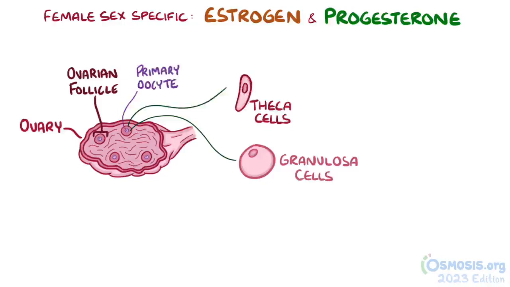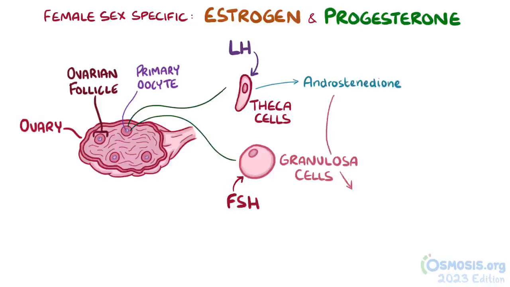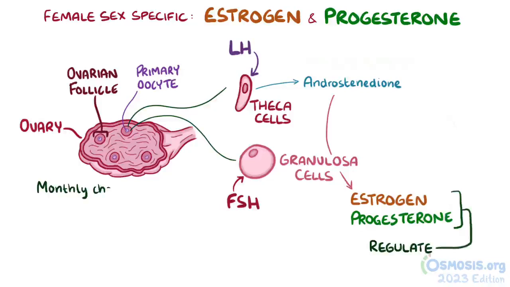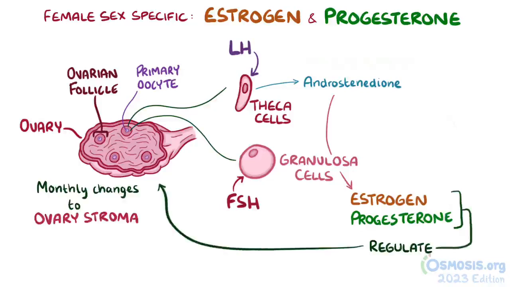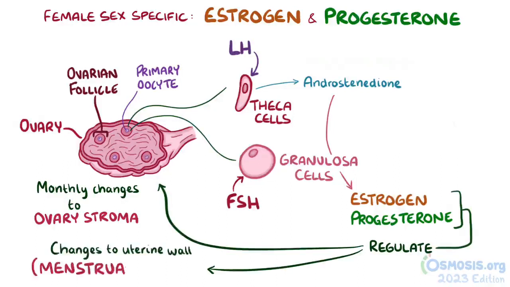Beginning at puberty, theca cells respond to luteinizing hormone by producing androstenedione, an androgen. Then, the granulosa cells respond to follicle-stimulating hormone by converting the androstenedione into estrogen and progesterone. Waves of estrogen and progesterone regulate monthly changes to the ovary stroma to promote egg maturation and ovulation, and changes to the uterine wall lining as part of the menstrual cycle.